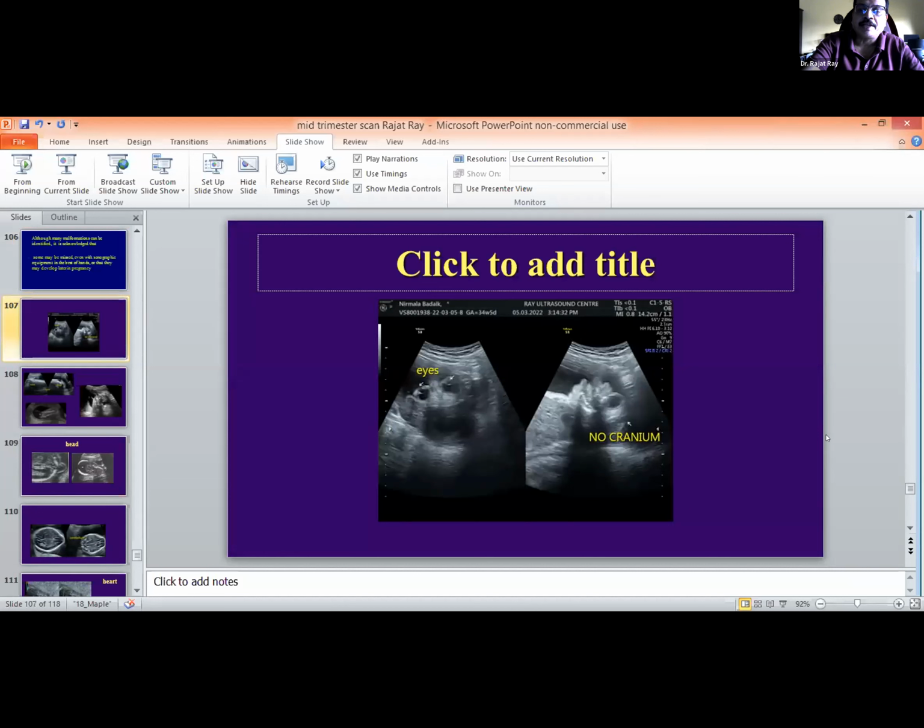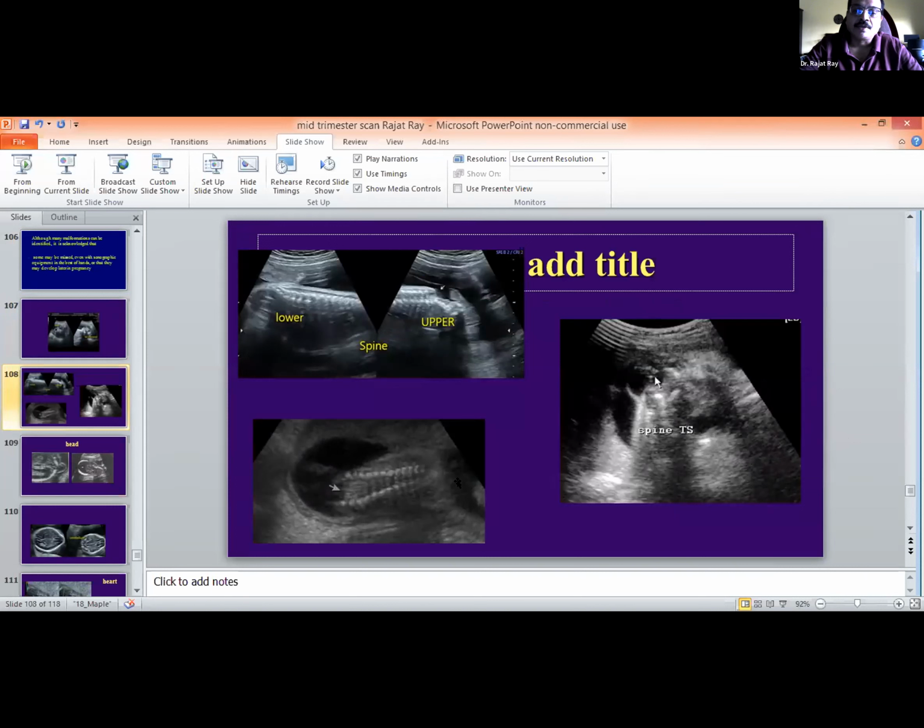And Dr. Hasmukh sir asked me to show some abnormal pictures. I have taken a few, 8-10 pictures, just to show you. So you are not seeing any cranium here. There is an acrania. When you are examining the spine, you are seeing a spinal defect in the sagittal as well as the coronal sections.